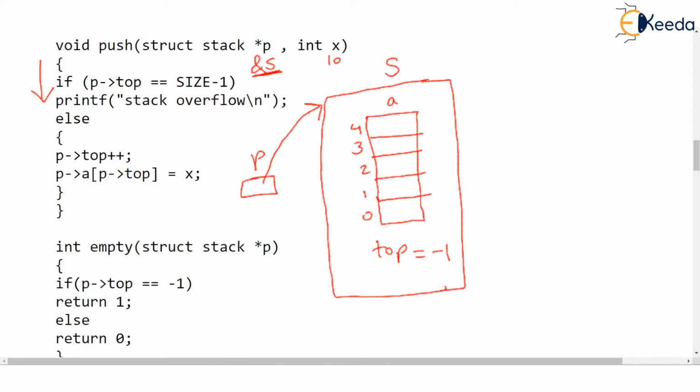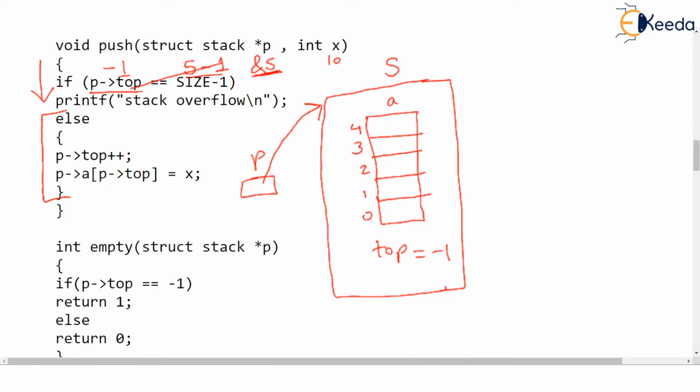How is that stack overflow checked? We will simply ask, is P arrow top, now listen, P arrow top right now is -1. You know that top is -1. We simply ask, is it equal to size -1? Recall size was 5 in our example, -1. So we are asking, has top reached this value? And it isn't. This is false, isn't it? So it's not overflown yet. So we will execute the else portion. I hope you are understanding.